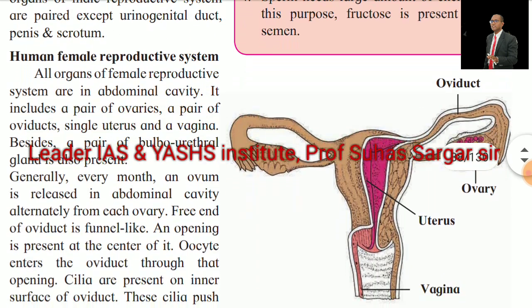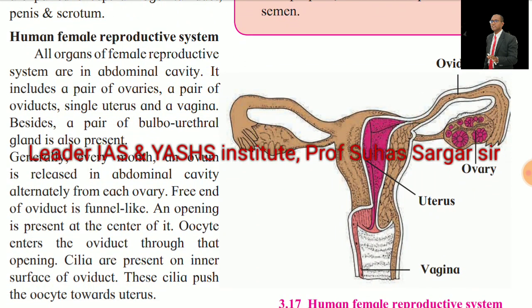Human female reproductive system. All organs of the female reproductive system are in the abdominal cavity. It includes a pair of ovaries, a pair of oviducts, a single uterus, and the vagina. Besides, a pair of bulbourethral glands is also present.